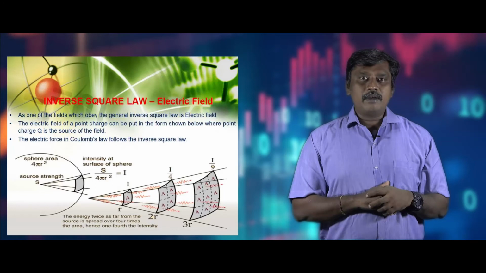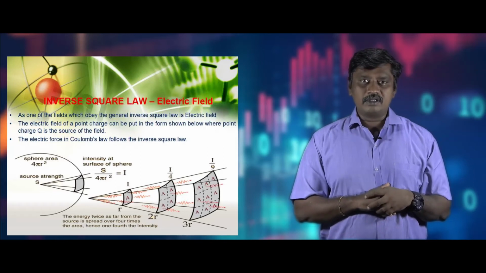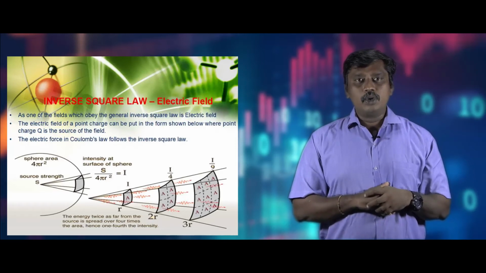It is clearly explained by Coulomb's law. That means that the force of attraction or repulsion between the two point charges will be directly proportional to the product of the two charges and inversely proportional to the square of the distance between the two charges. This case belongs to the two point charges.